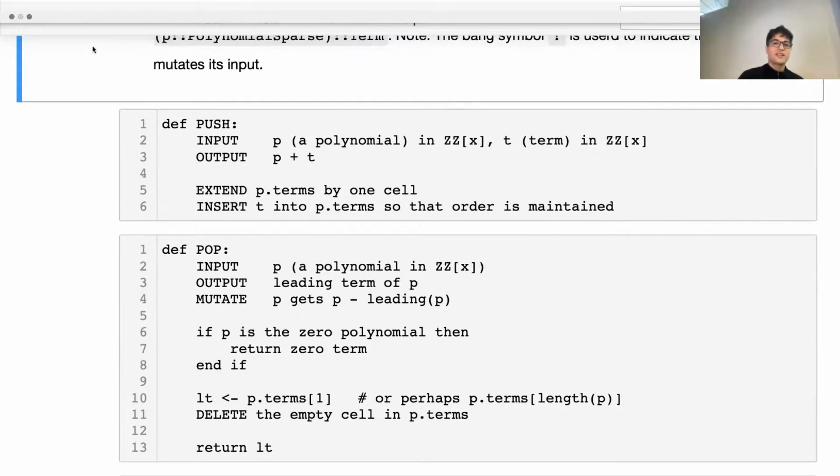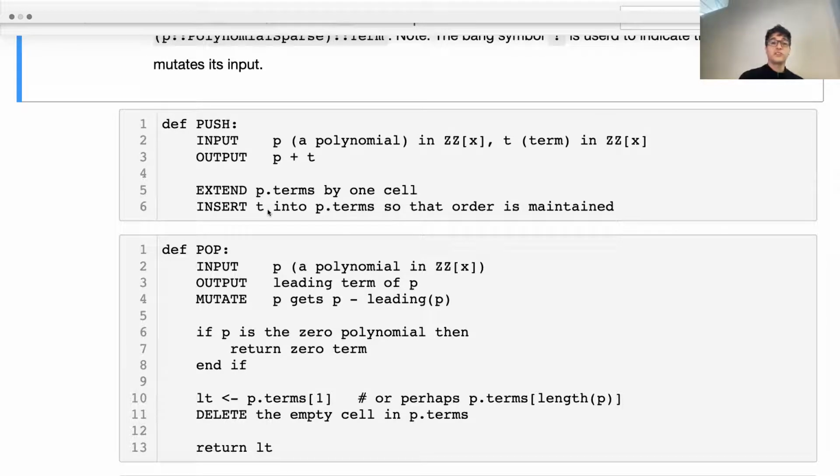So first, let's presume that you do in fact have a function push that, given a polynomial and a term, will simply output p plus t, right? And I'm going to show you that you don't actually have to implement push and pop, like utilizing the heap data structure. But if you don't want to engage with the heap data structure, here's the pseudocode of what has to be accomplished.